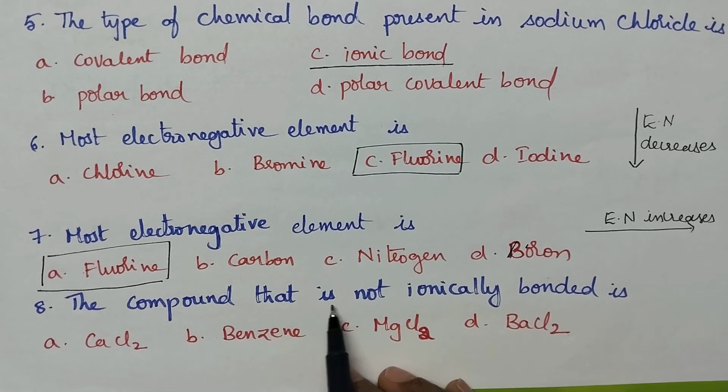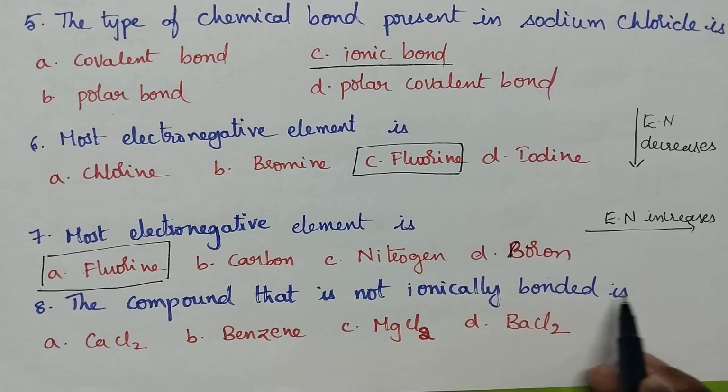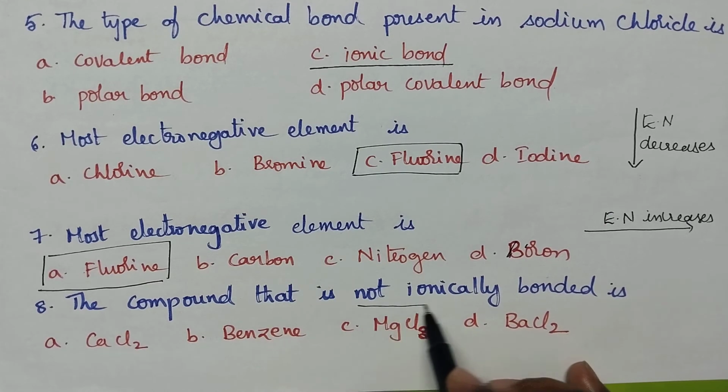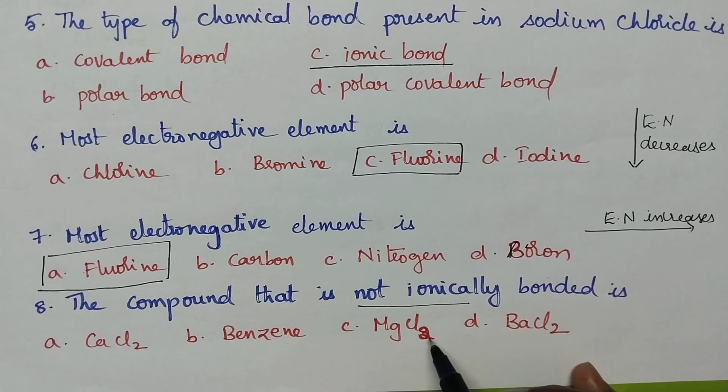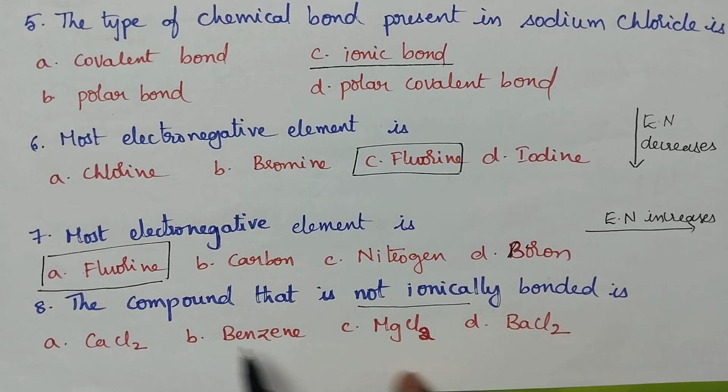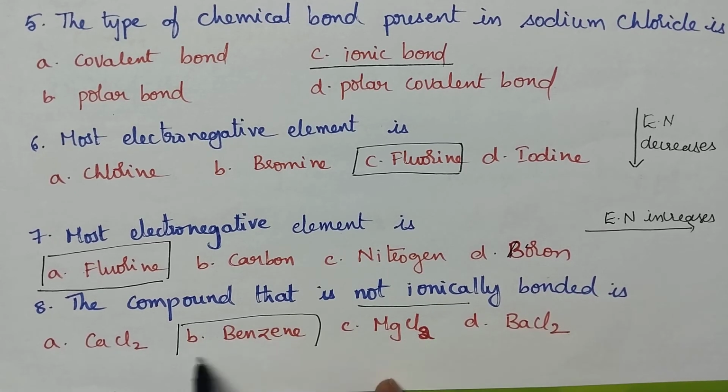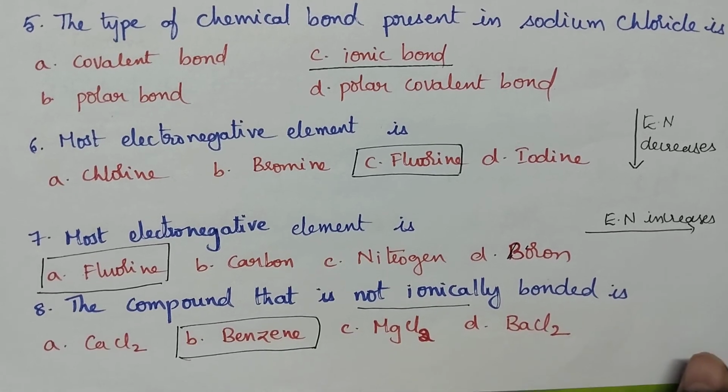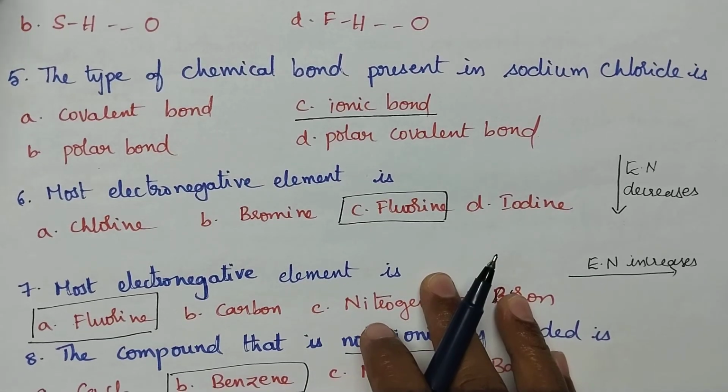The compound that is not ionically bonded is. Not ionically bonded means we have to identify the covalent bond. So benzene, being an organic compound, contains covalent bond.